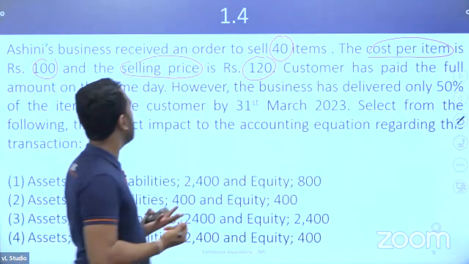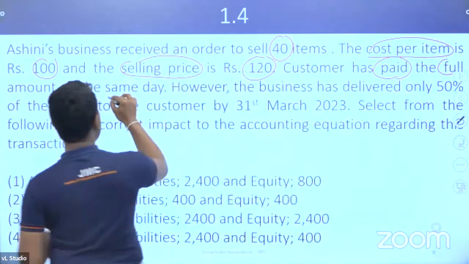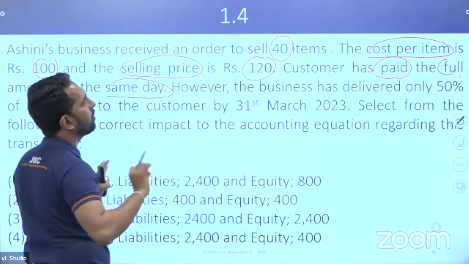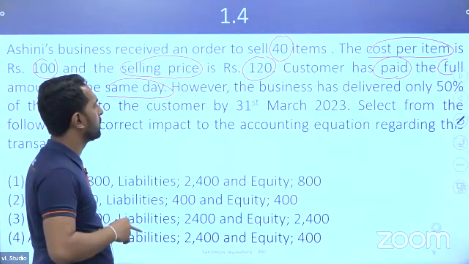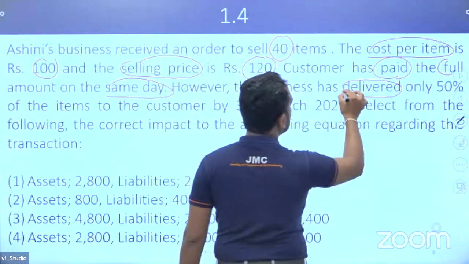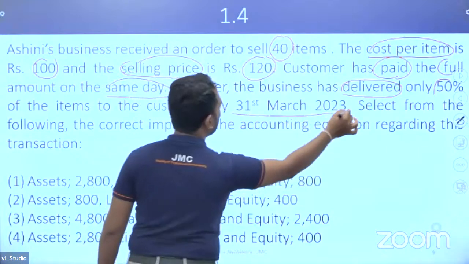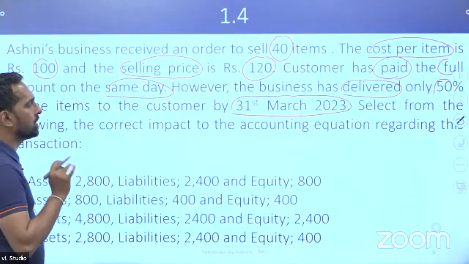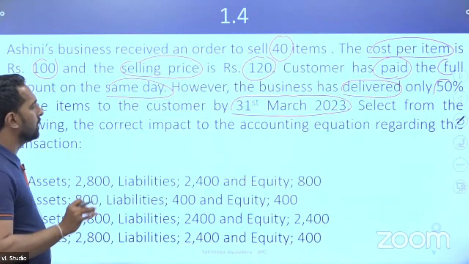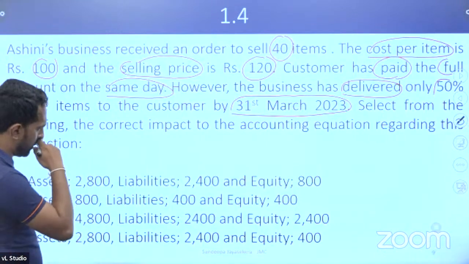Customer has paid the full amount on the same day, when the customer placed the order. However, the business delivered only 50% of the items to the customer by 31st of March. Select from the following the correct impact to the accounting equation regarding this transaction.